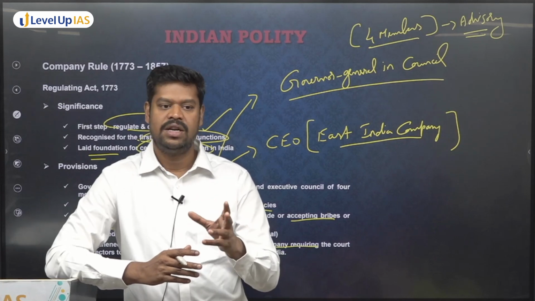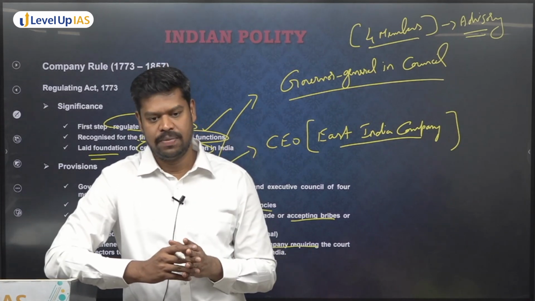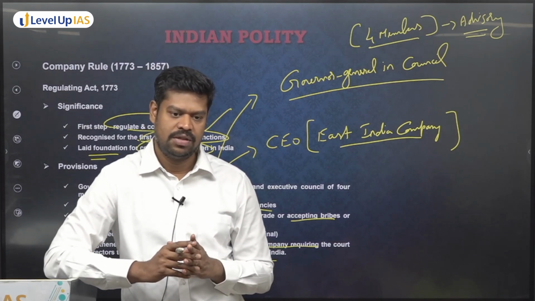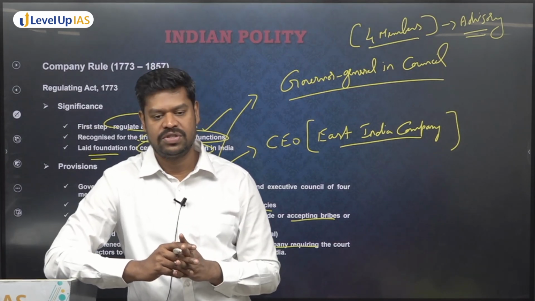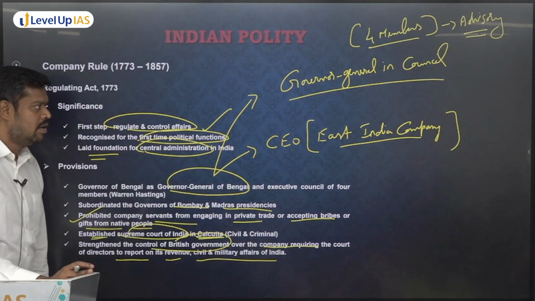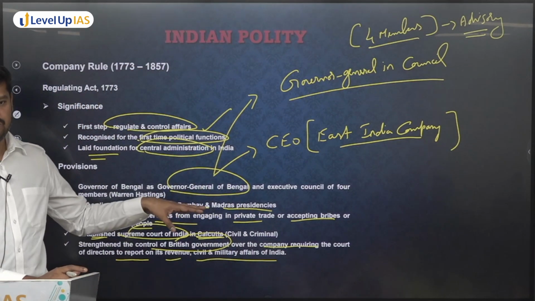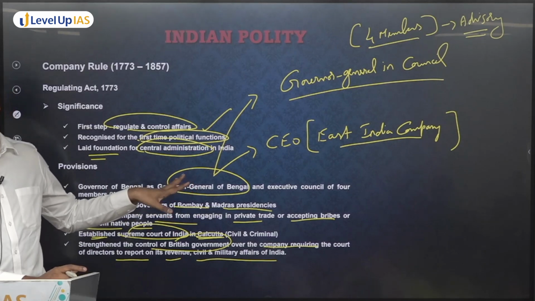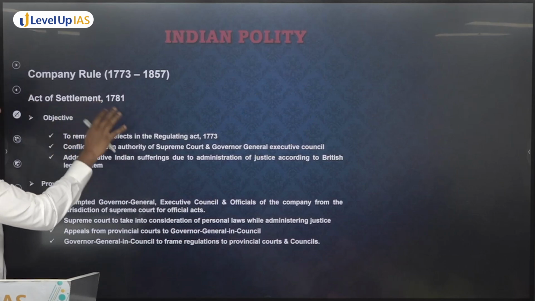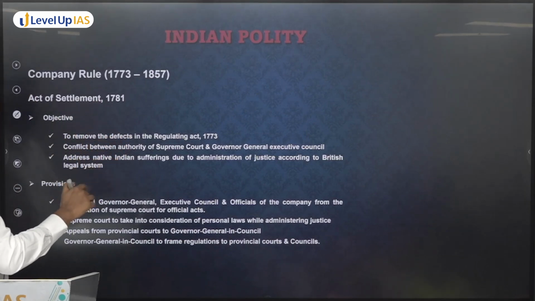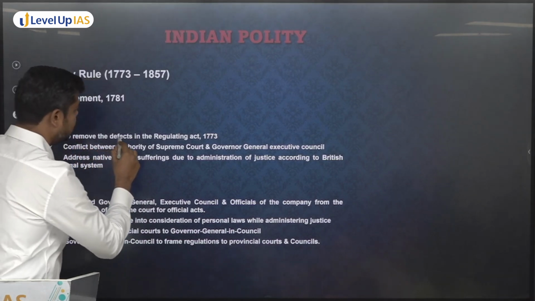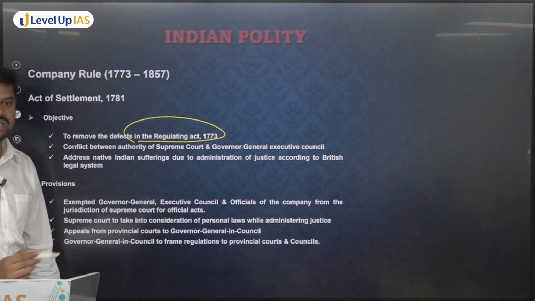The Governor General in Council took up all these matters with the British Crown. Subsequently, to eliminate all these conflicts, the Act of Settlement, or the Amending Act of 1781, was passed. That is how the 1781 Act was brought in. For the purpose of examination, it may not be as important as the Regulating Act of 1773, but try to remember certain things, okay? What was the major objective? The major objective of this Act of Settlement is to remove the defects of the Regulating Act of 1773.